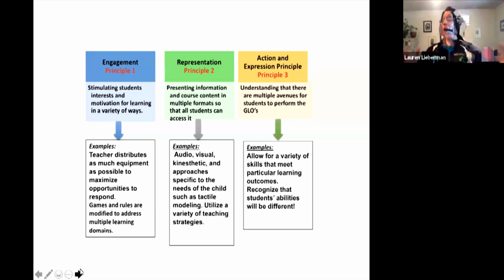And then lastly, how are your students showing you what they know through action and expression? Understanding that there are multiple avenues for students to learn global learning outcomes, it allows for a variety of skills that meet a particular learning outcome. Recognize that students' abilities will be different. The way they show you what they know may vary according to the child.